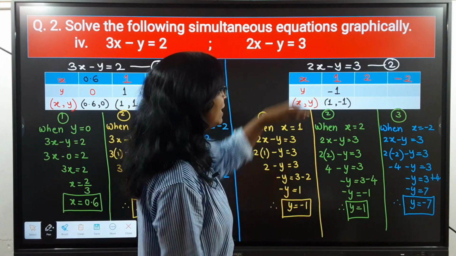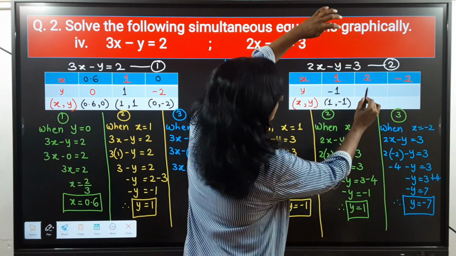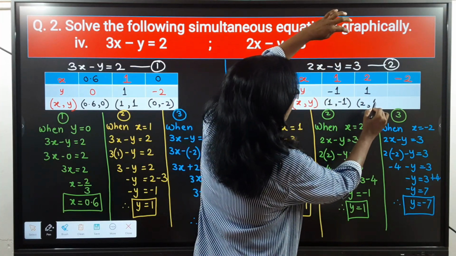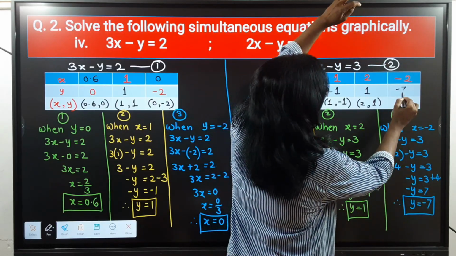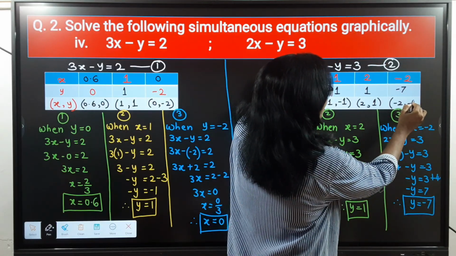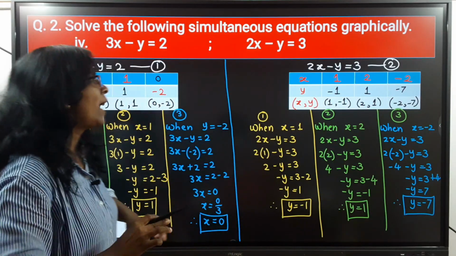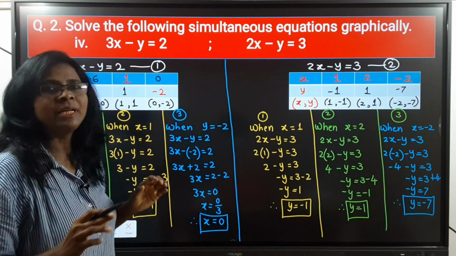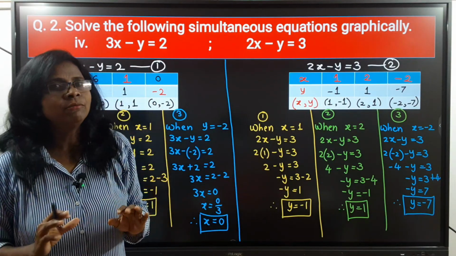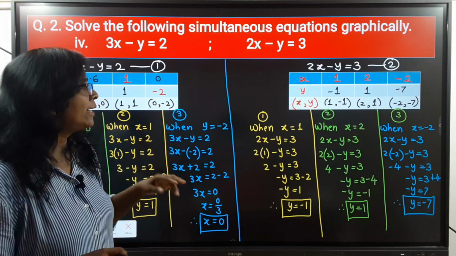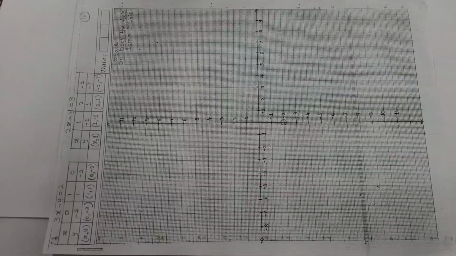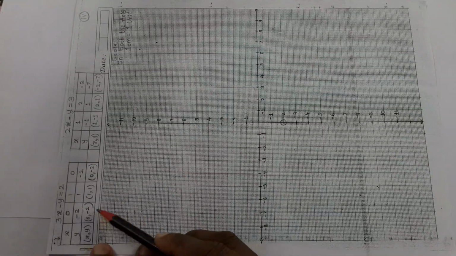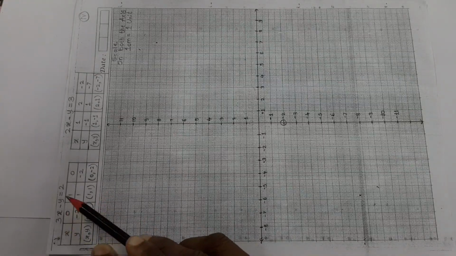Then here students, when x is equal to 2, y is equal to 1. So the coordinates are 2, 1. And here, when x is equal to minus 2, y is equal to minus 7. So the coordinates are minus 2, minus 7. In such a way, we are writing down the tables or filling out the table by the given values. Okay. So now we are ready to plot these coordinates on the graph paper. Now let us draw the graph, students. These are the coordinates of the equation 3x minus y is equal to 2.